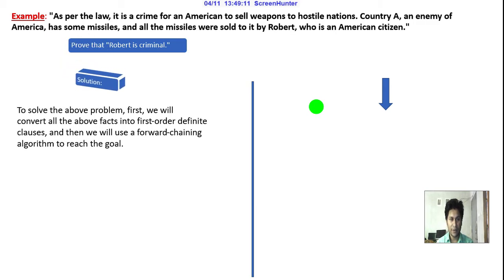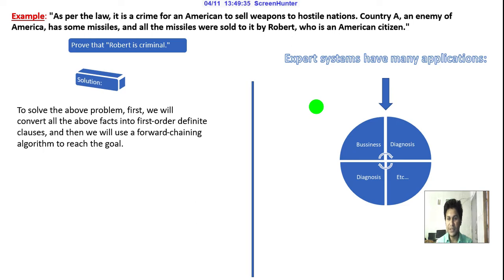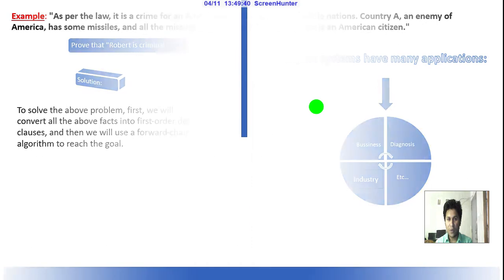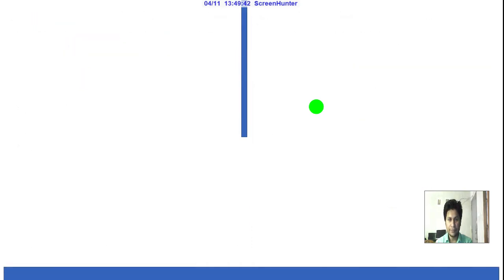Solution. Now we can see how to solve it. To solve the above problem, first we will convert all the above facts into first-order definite clauses, and then we will use a forward chaining algorithm to reach the goal. Expert systems have many applications. Now we can see some applications: business, diagnosis, industry, etc. Now I would like to move on to the next slide.